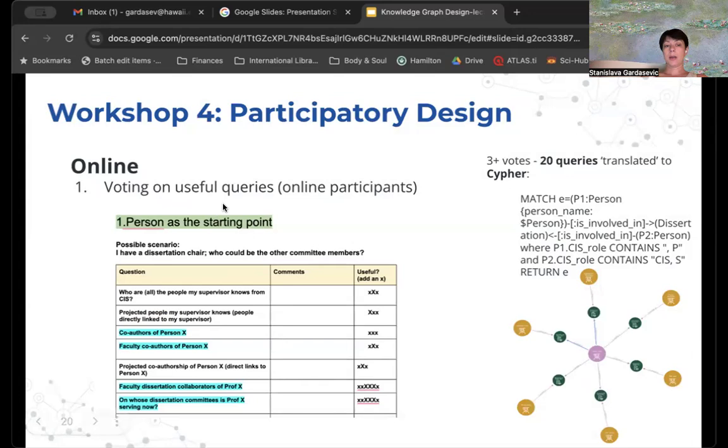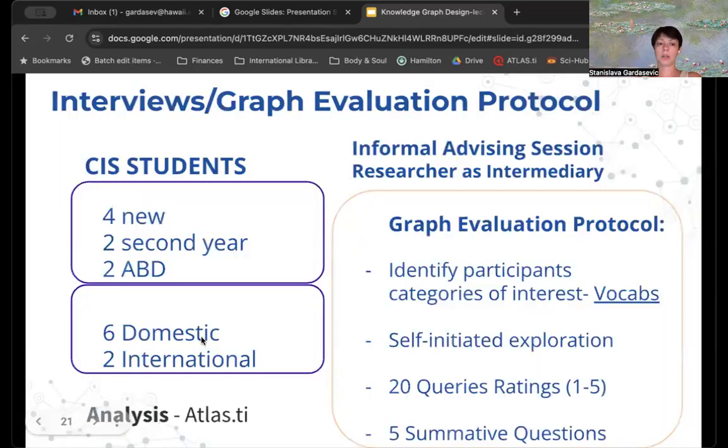So this is how the workshop looked, where for the queries that had 3 or more votes, I would write the Cypher. Cypher is the query language, like SQL for relational databases. Cypher is for this Neo4j graph database. So I would write a query in order to show, for whatever person might be in question, that query. So, who are the co-authors of a person, and so on.